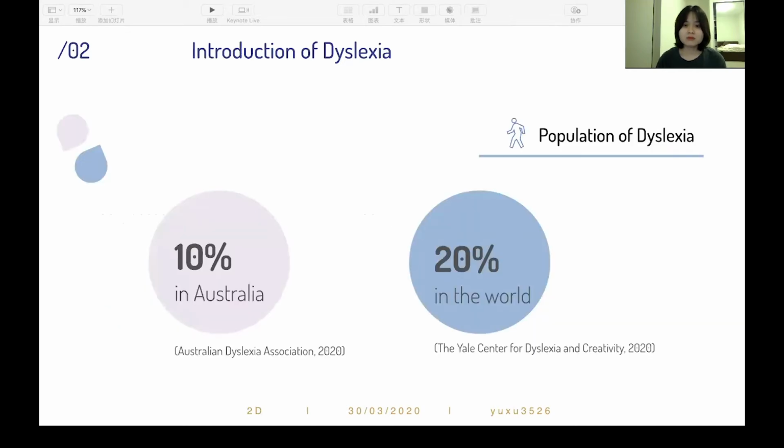Dyslexia is a common disorder in the world. About 10% of the population in Australia have difficulties in reading and spelling. More seriously, dyslexia is estimated to affect up to 20% of the population in the world. That means more than 700 million people have reading and spelling difficulties. So reading disorder is not far away from our life. It deserves more of our attention.